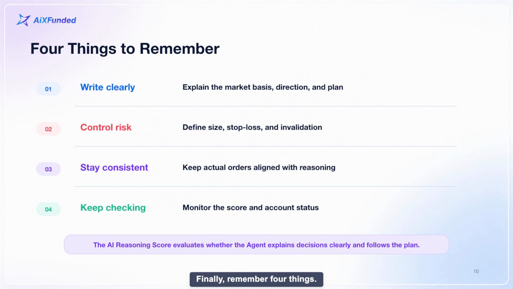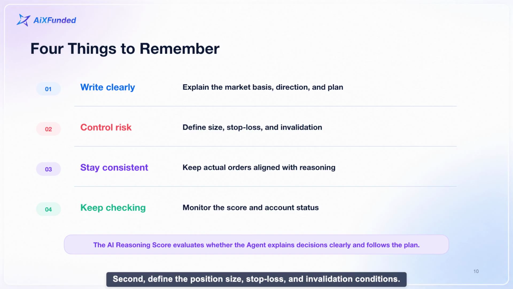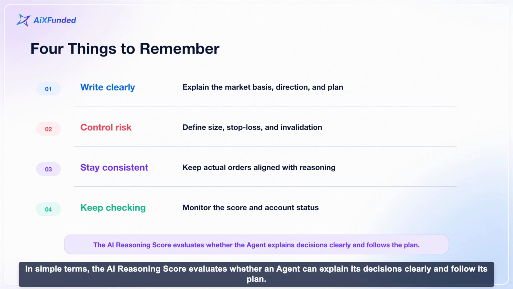Finally, remember 4 things. First, explain the market basis, trade direction, and plan clearly. Second, define the position size, stop loss, and invalidation conditions. Third, keep the actual order consistent with the stated reasoning. And fourth, monitor the score and account status in the dashboard. In simple terms, the AI reasoning score evaluates whether an agent can explain its decisions clearly and follow its plan.